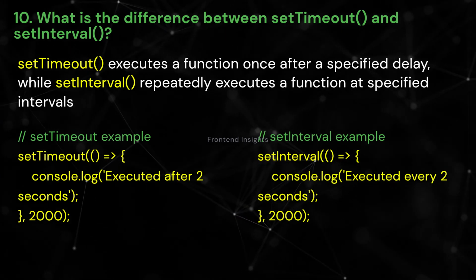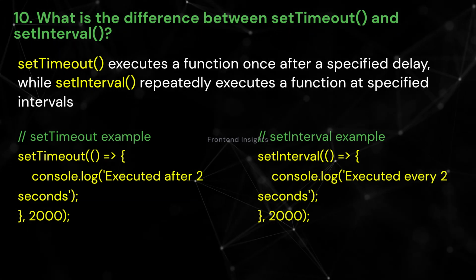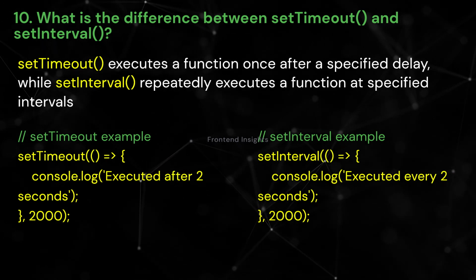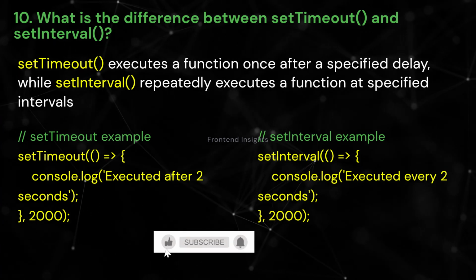Okay, so in this example, setTimeout is used to log a message once after a 2 second delay, and setInterval is used to log a message every 2 seconds. Now move to the next question.